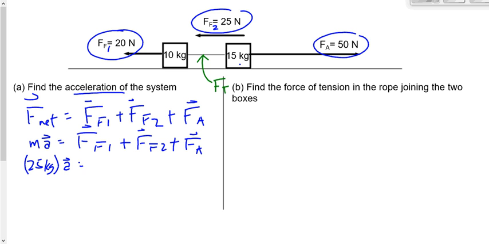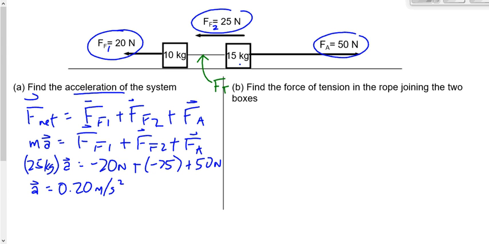We're going to first solve for the acceleration of this system. Sub in negative 20 newtons for FF1, because it's a force of friction to the left, negative 25 newtons for FF2, because it's to the left as well. And the applied force of 50 newtons on this system is to the right, so we're going to make that positive. When we add those numbers up on the right-hand side, then divide by 25, we get an acceleration of the system of 0.20 meters per second squared. This is not new. We've done this many times before.